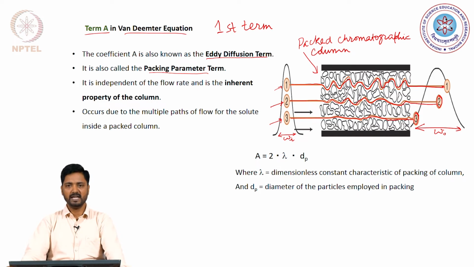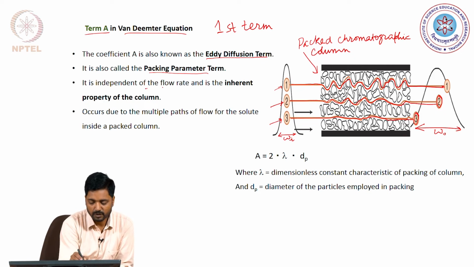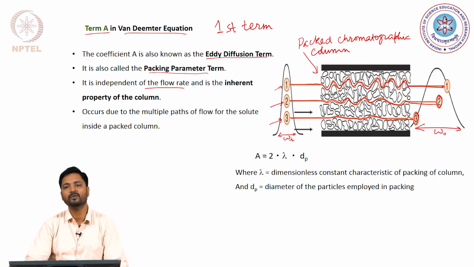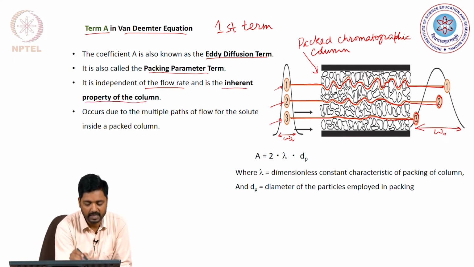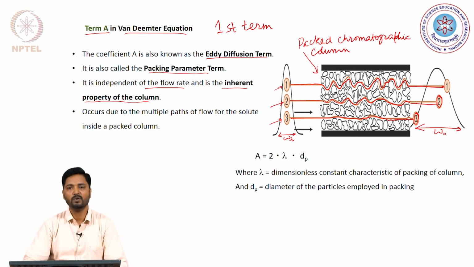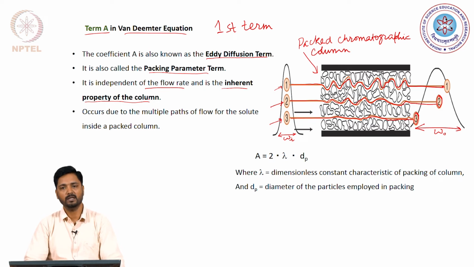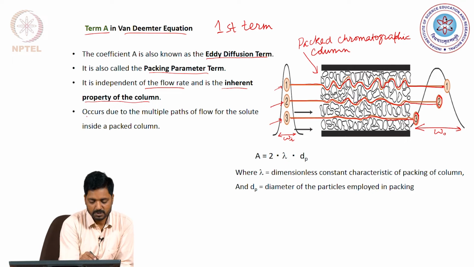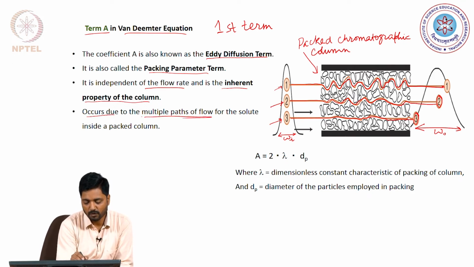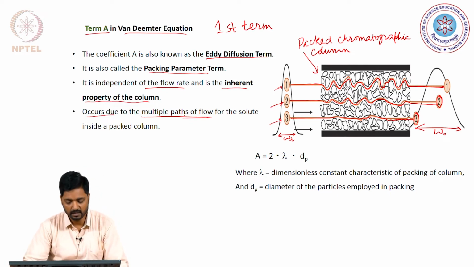Now, what people realized is that this A term or A coefficient is independent of the flow rate, and the flow rate has no influence on it. We have already seen it in the slide which was shown previously, and this was considered to be an inherent property of the column based on what material is used and how well the column is packed. So, in a nutshell, the term A in the Van Deemter equation comes due to the multiple paths of flow for the solute inside the packed column.